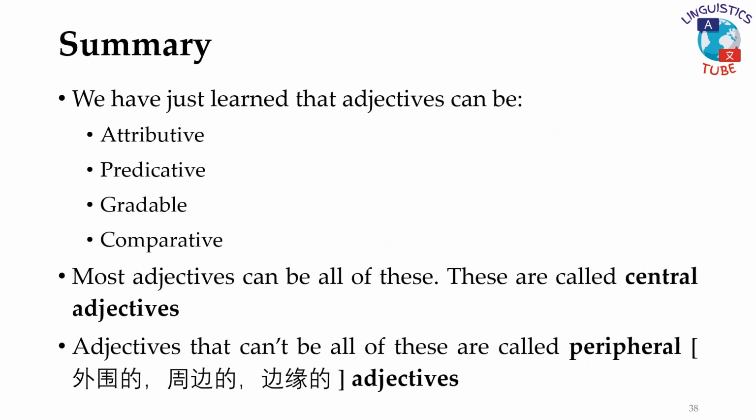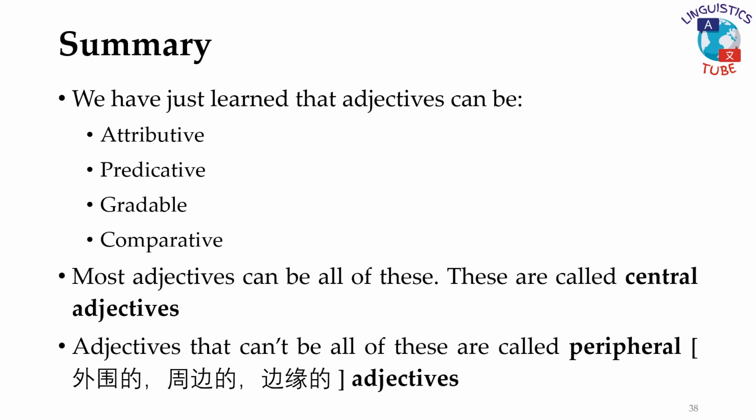To summarize this section of the episode, we have just learned that most adjectives can be attributive, predicative, gradable, and comparative. Because these are the core features of adjectives, adjectives that are all of these are called central adjectives. In contrast, adjectives that can't be all of these are called peripheral adjectives.